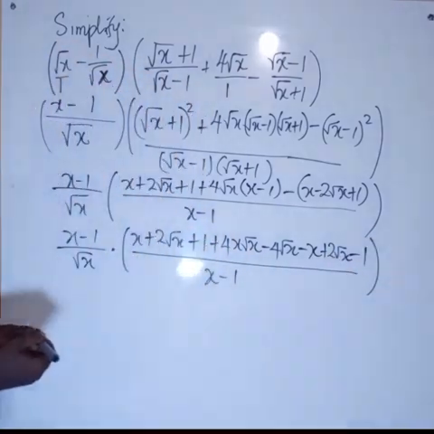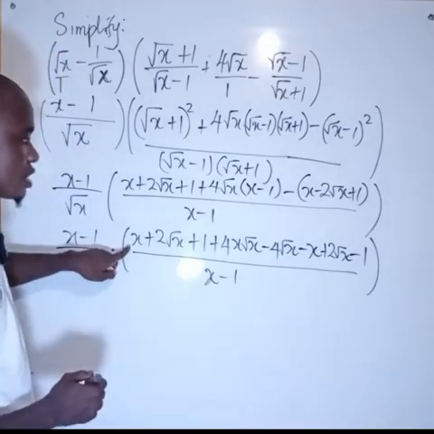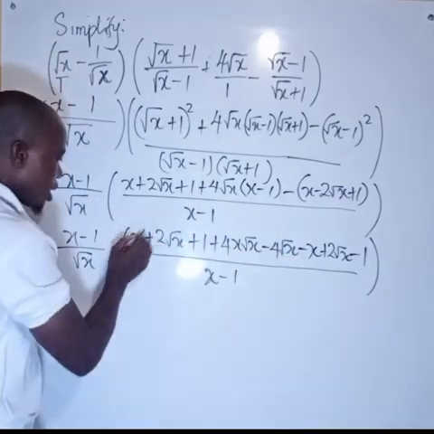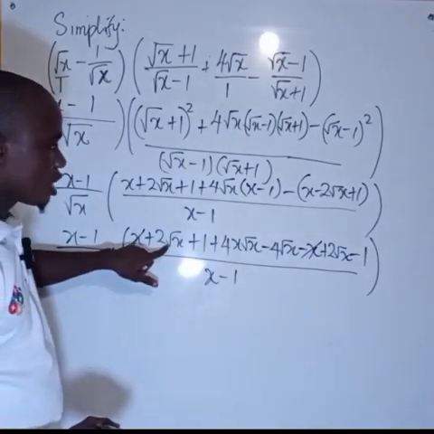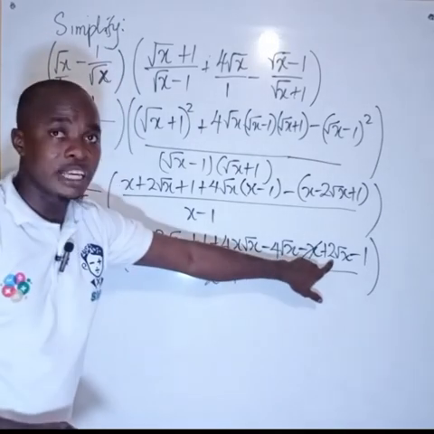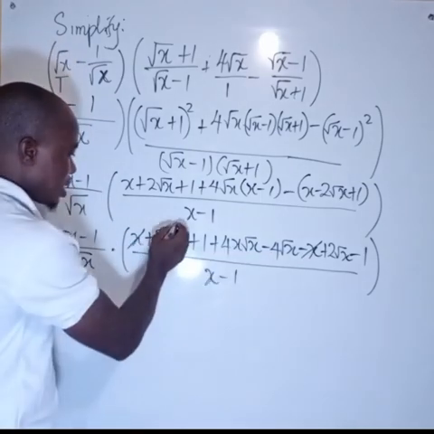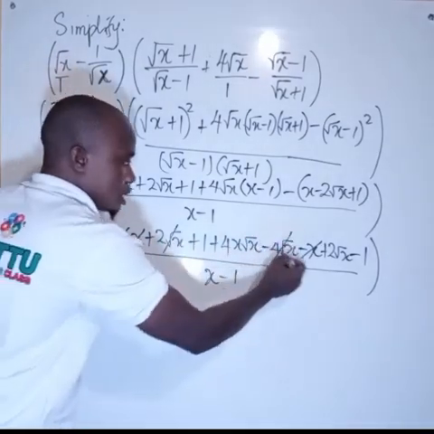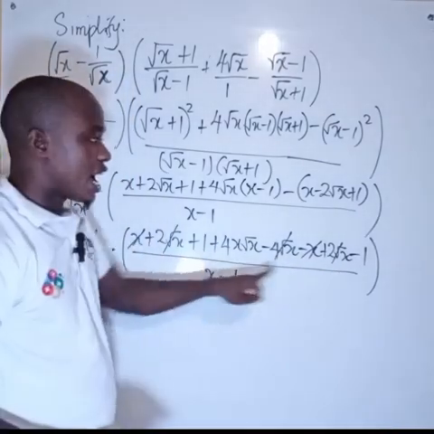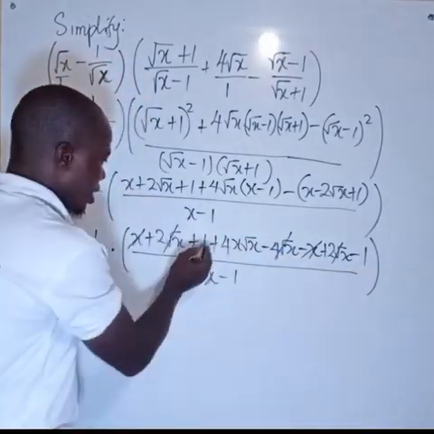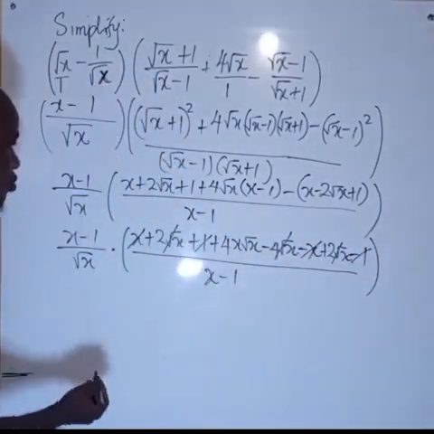Are you getting it now? So now from here, let's see whether we are going to have cancellation. We have x here, we have minus x here. So x minus x will give us 0. We have 2 root x here, we have 2 root x here, making 4 root x, and I have minus 4 root x here. So it shows that this and this will also go. Then we have 1 here, I have minus 1 here. So 1 and minus 1 will go. So now what do we have left?